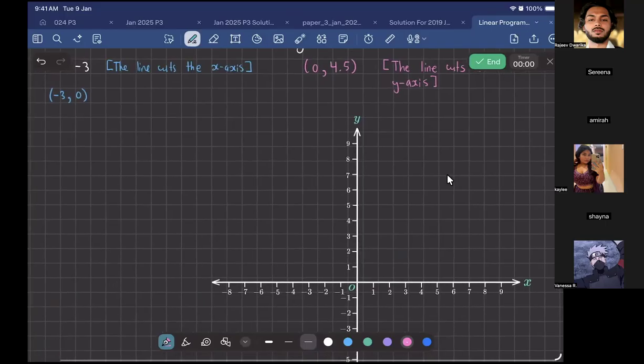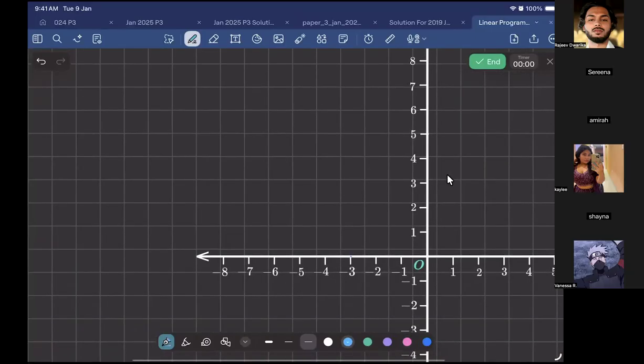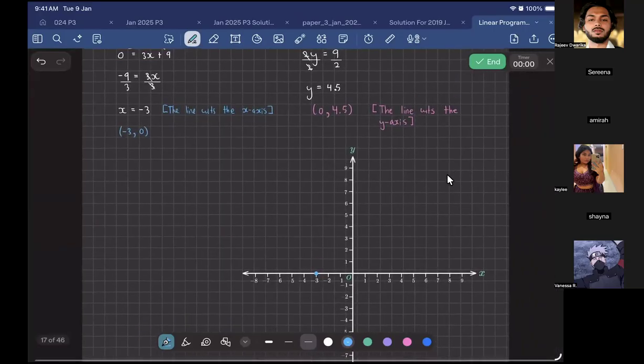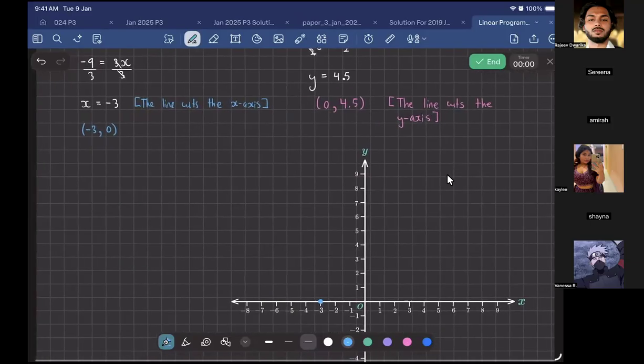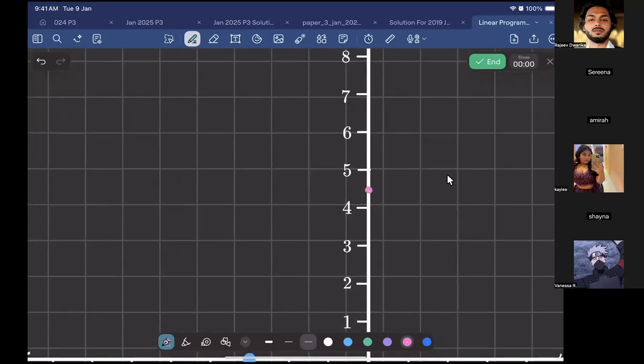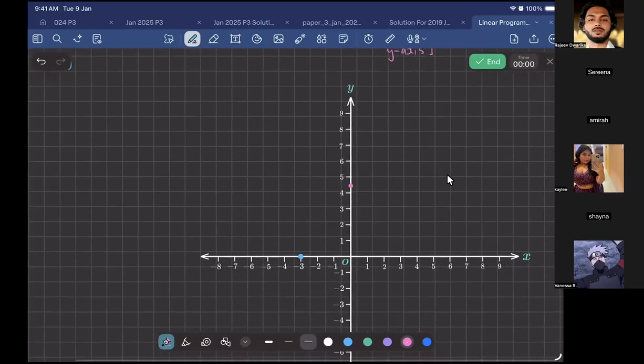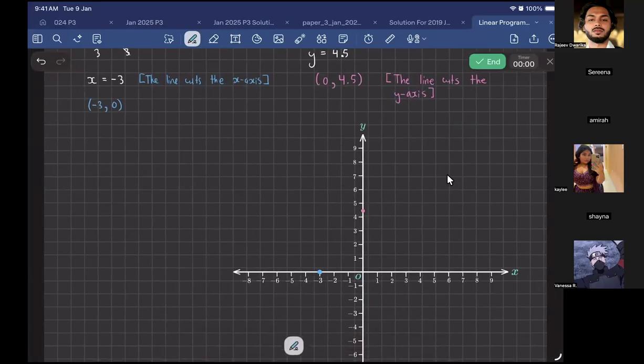So I'm going to go on my x-axis and I'm going to put a little dot by what value? Talk to me. -3. Right, -3. All right. And then I'm going to put a point where? 4.5. Here, right? So do we have 2 points now for which we could draw a line? Yeah, we do. So I'm going to connect these 2 points.